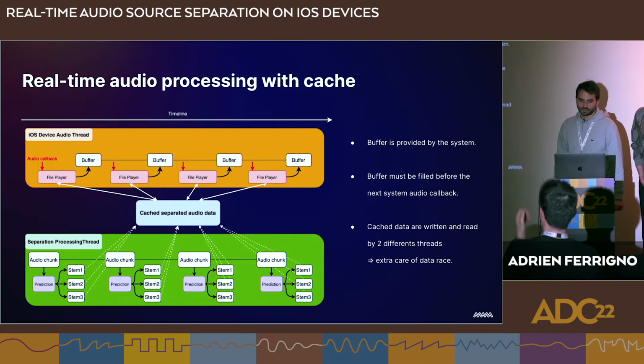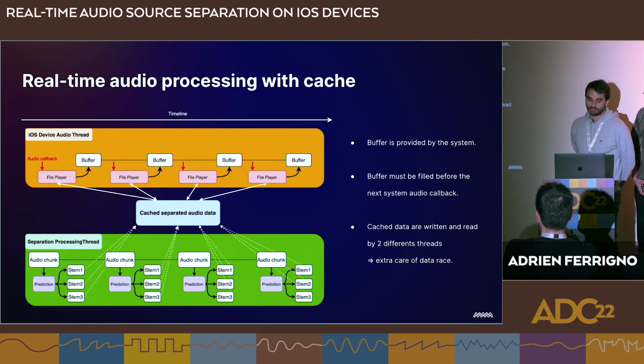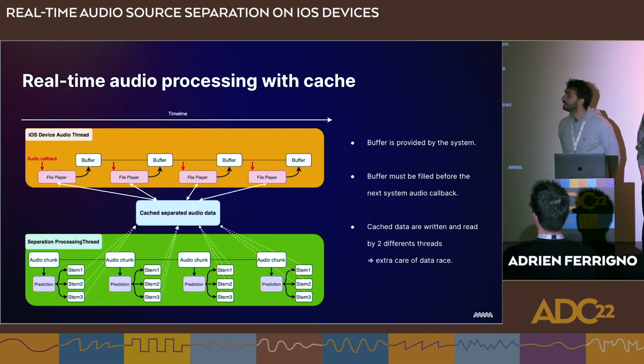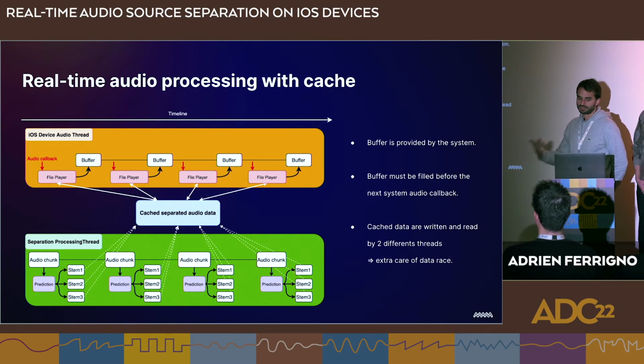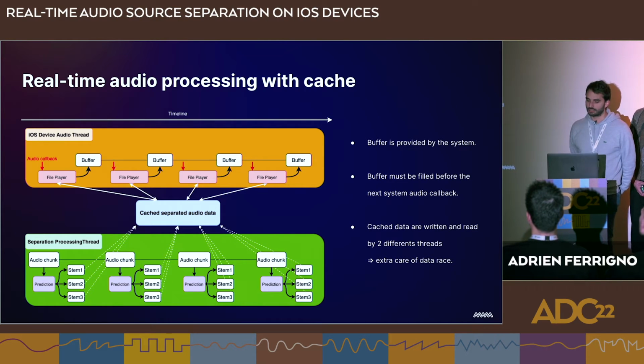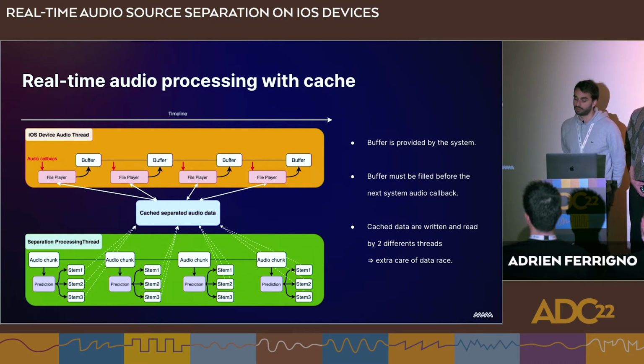This is an example of standard audio thread behavior. The audio thread is in orange. It is run by the device, and we don't control it. The audio buffer, which you can see here, is provided by the system, and it must be filled before the call of the next audio callback. For multiple reasons, we cannot run the separation on the audio thread. There are risks of going beyond the allowed duration, and CoreML methods contain allocations and locks, and it's forbidden to use them on the audio thread.